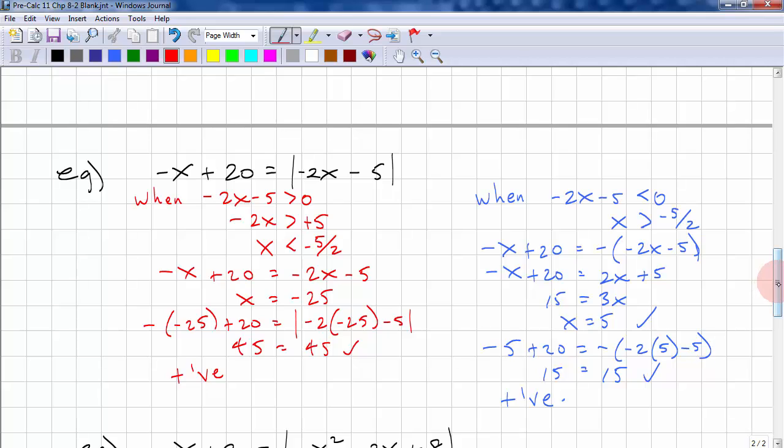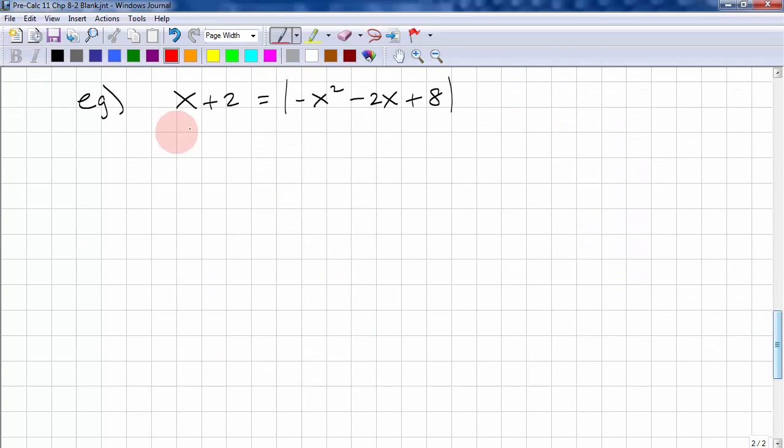Let's look at another example. Here we have linear and quadratic. So we could expect up to 4 answers. So let's just go ahead and solve this. X plus 2 equals negative x squared minus 2x plus 8. We're doing this without the domain.